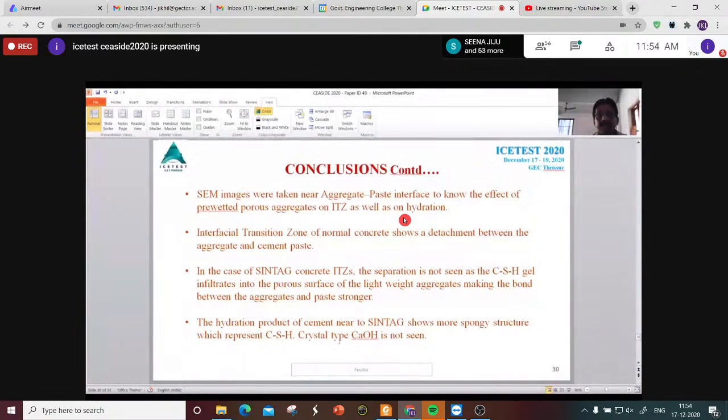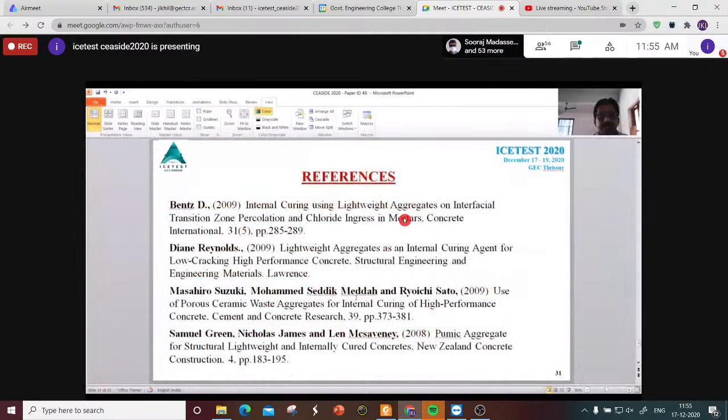Same images I have already explained. The ITZ, the interfacial transition zone, is not clearly defined as the penetration of the cement paste happened in the Sindag fly ash aggregate. So the bond between the aggregate and the paste is very strong in the case of Sindag fly ash aggregate, and more CSH has been formed due to enhanced hydration in the case of pre-wetted lightweight aggregate.